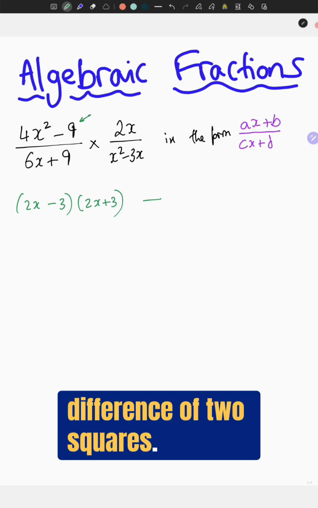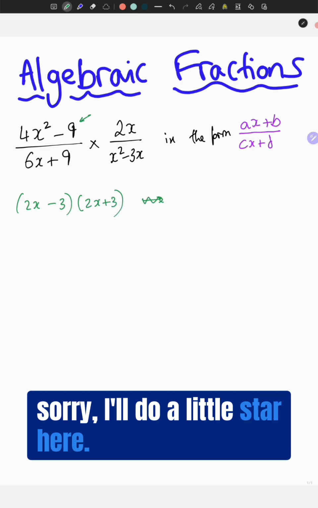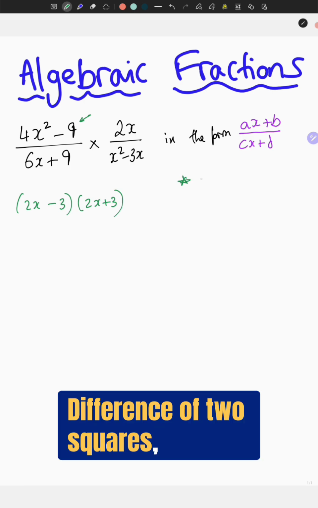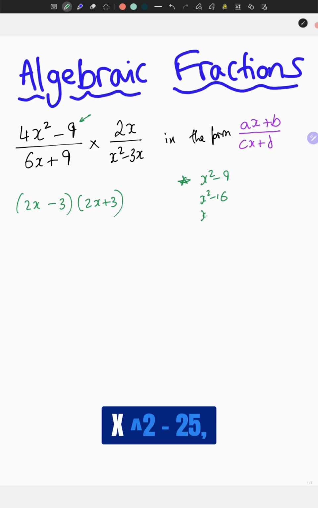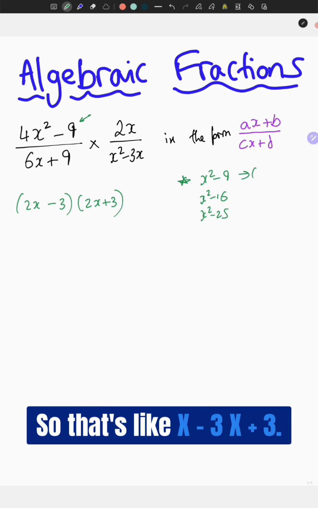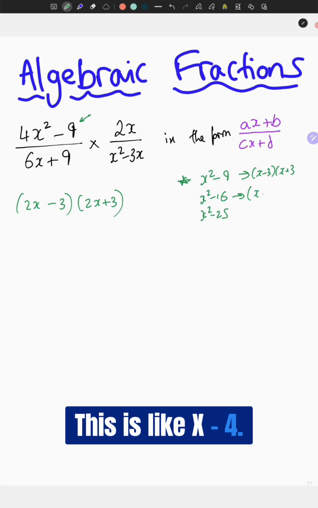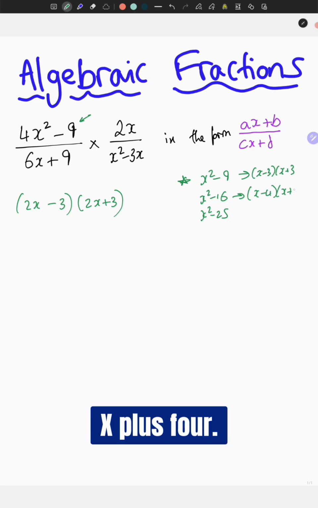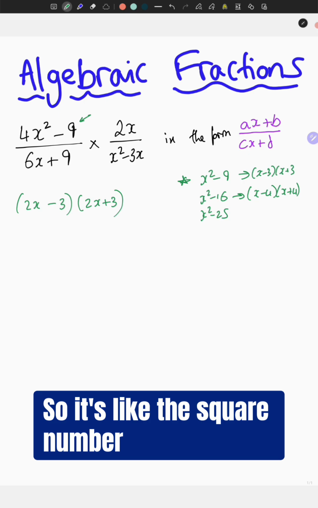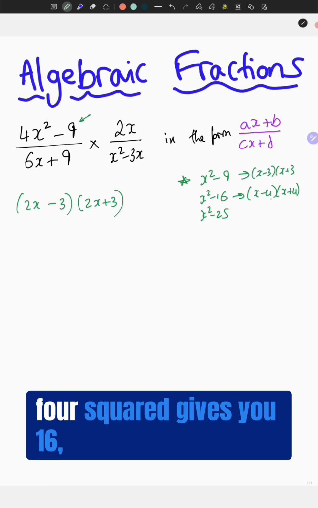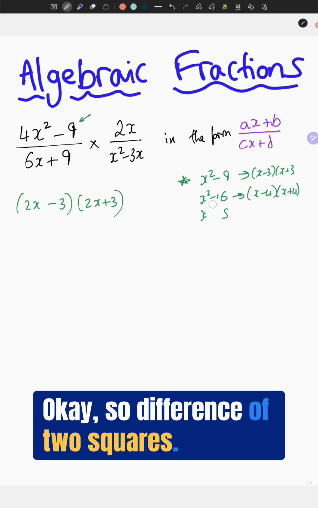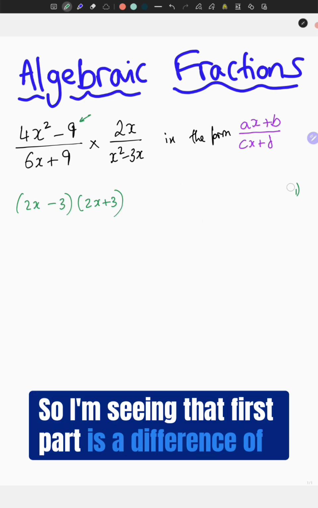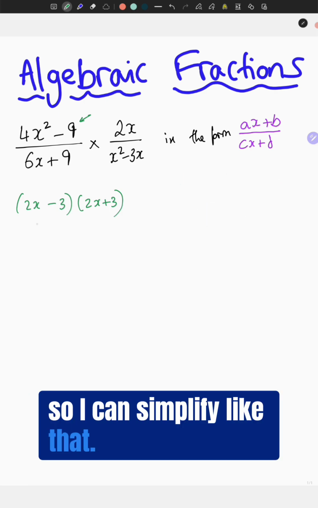Very quickly, difference of 2 squares, if you don't know, I'll do a little star here. Anything that's like x² − 9, x² − 16, x² − 25, etc. So that's like (x − 3)(x + 3). This is like (x − 4)(x + 4). It's the square number that gets you to it. So 3 squared gives you 9, 4 squared gives you 16, 5 squared will give you 25, etc. Okay, so I'm seeing that the first part is a difference of 2 squares, so I can simplify like that.